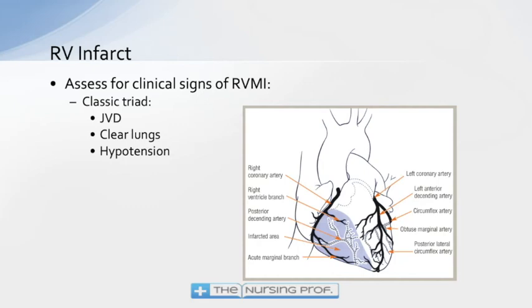Right? Your patients with heart failure have rales in the bases, right? They've got fluid building up in the bases of the lungs. In a right-sided infarct, the blood will back up in the systemic circulation. Therefore, the patient's going to have clear lungs. And they'll have hypotension. So here's the classic triad of symptoms of a right ventricular MI: jugular venous distension, clear lungs, and hypotension.